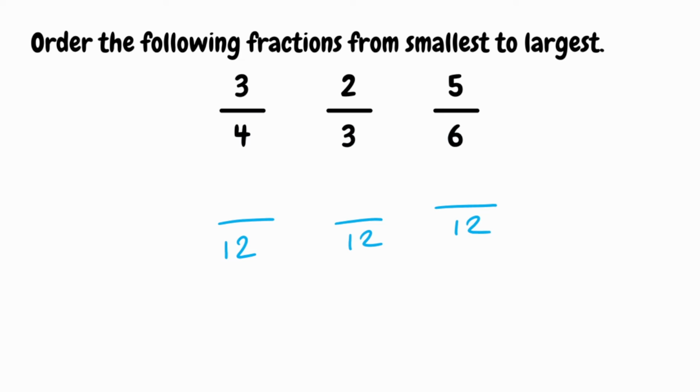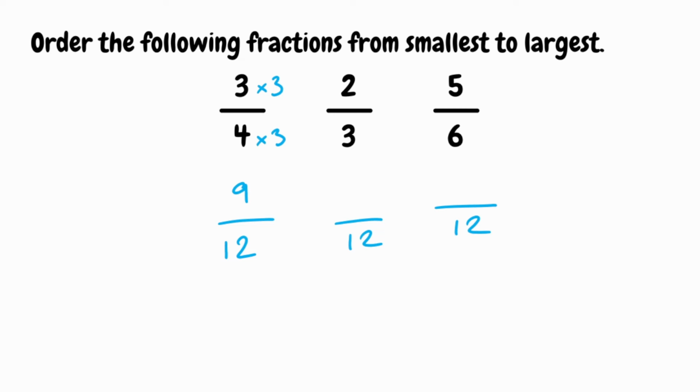So now we're going to go to each individual fraction. How did we get from 4 to 12? Well, we simply multiplied by 3. So to keep these fractions equivalent, because I've multiplied the bottom by 3, I also need to do that to the top. So I'd have 3 multiplied by 3, which is 9. So we've got 3/4 is equivalent to 9/12.